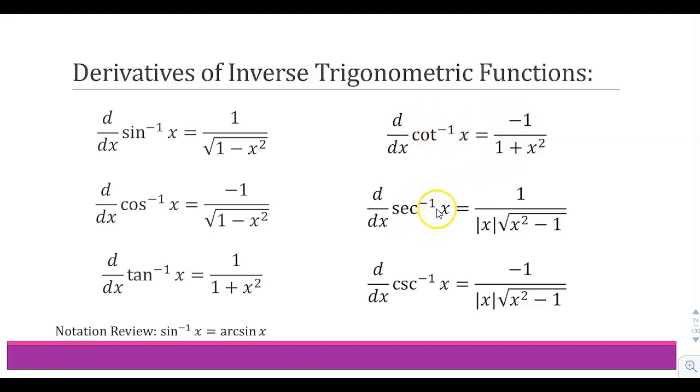And then we have secant inverse x's derivative. It's 1 over the absolute value of x, and then the square root of x squared minus 1. And cosecant is the same, only negative. So just a quick notation review, sine inverse of x is equivalent to the notation arc sine of x. And the same thing applies for the other trig functions. Cosine inverse is equivalent to arc cosine x. So we have to be comfortable interchanging those notations.